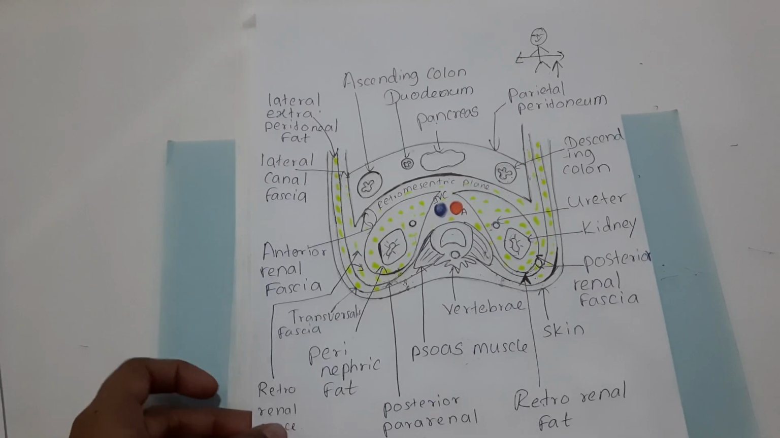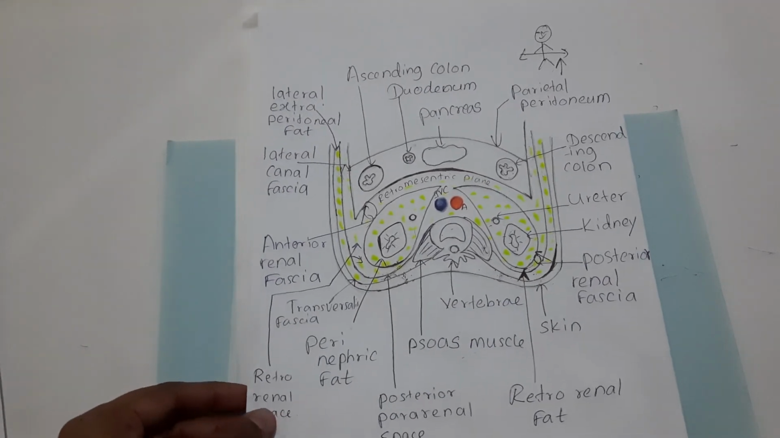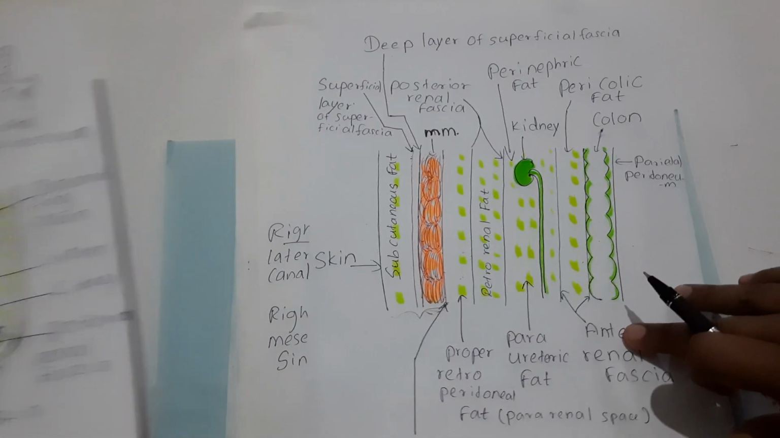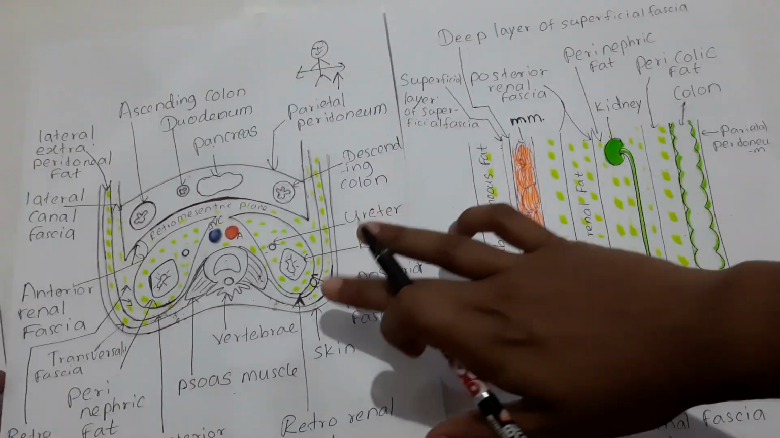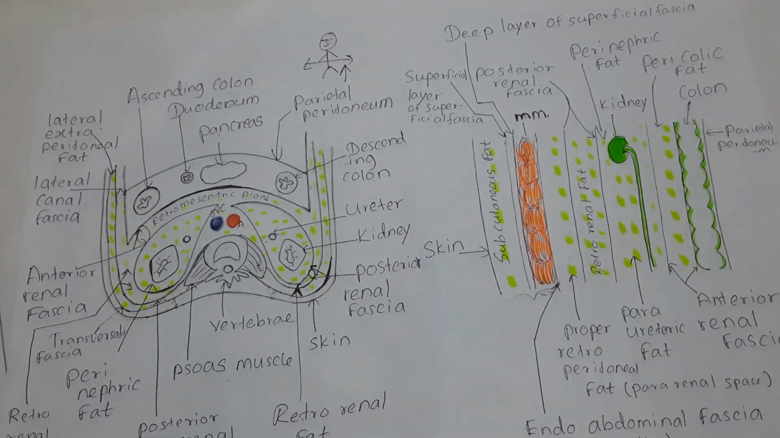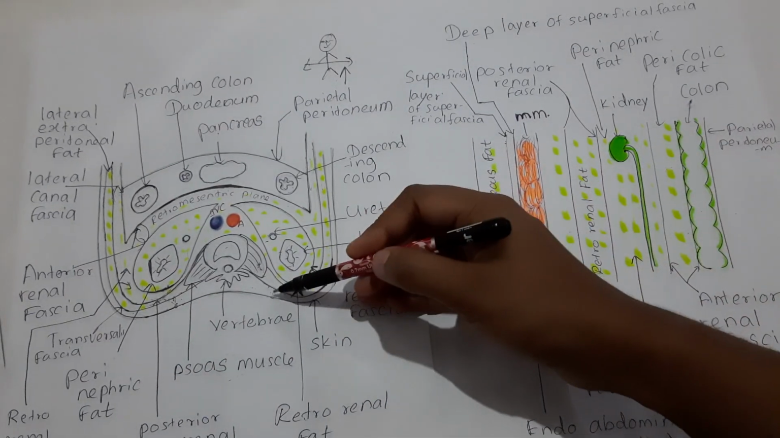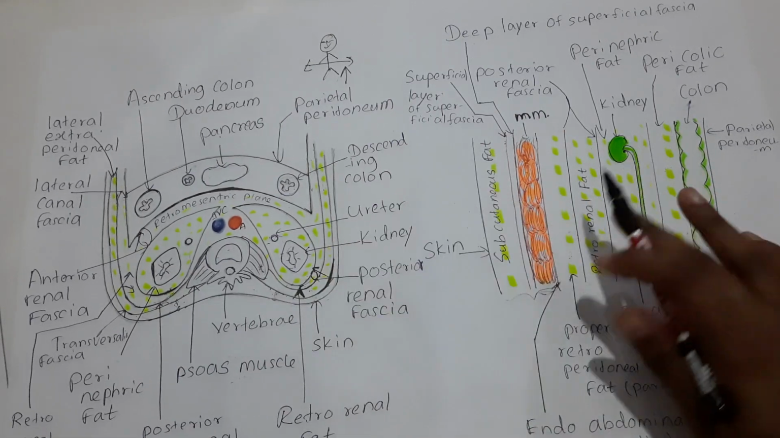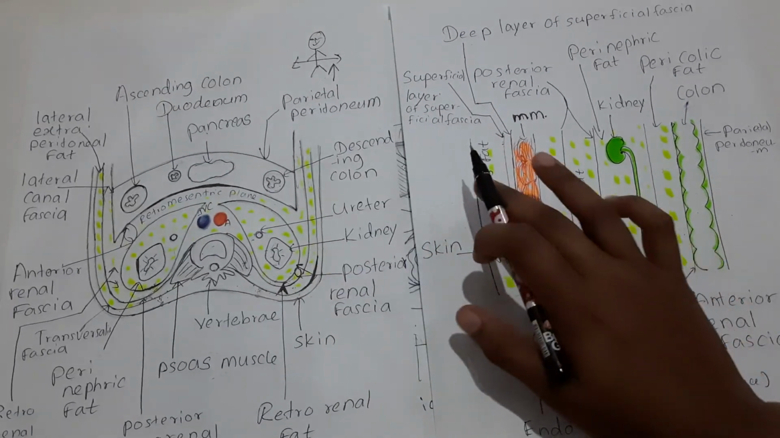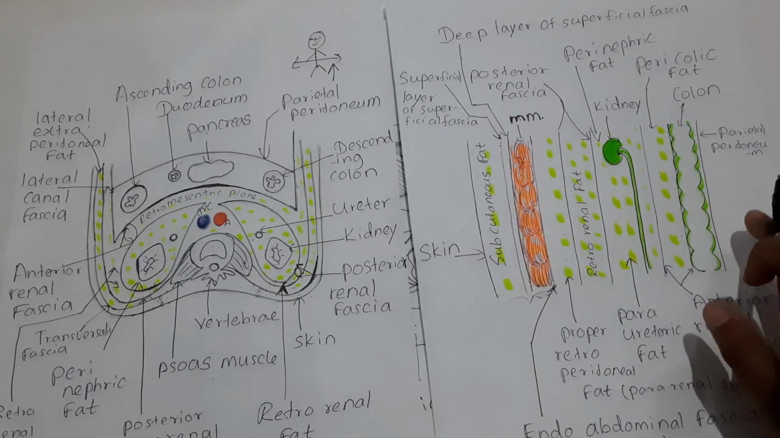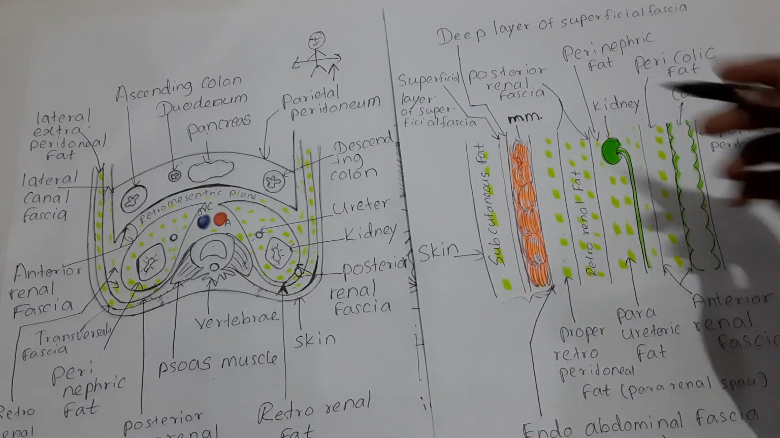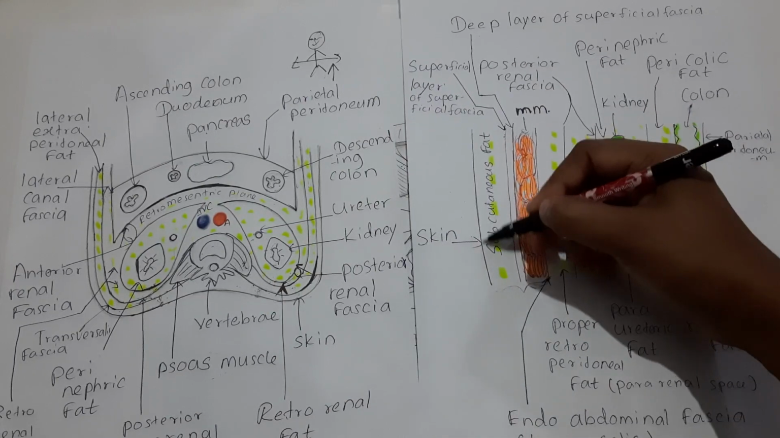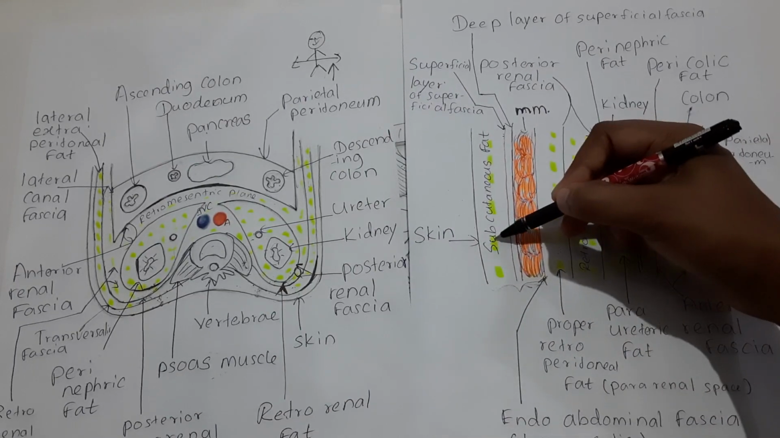So now we will talk about the vertical view. The same structure: the horizontal view is here and the vertical view is here. I told you before, in between these there are some structures I didn't mention, but here I mention those. So this is the outermost layer, skin, and this is the innermost layer, parietal peritoneum. Here you can see in between the endo-abdominal fascia and the skin there are some structures.